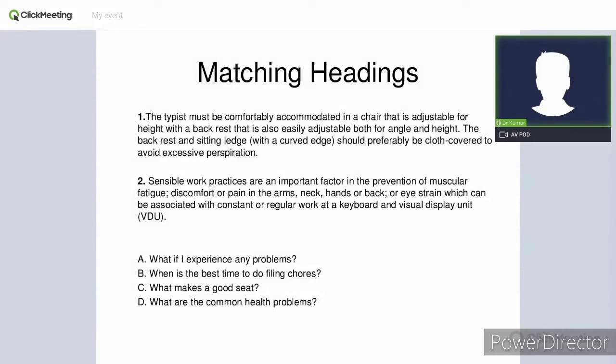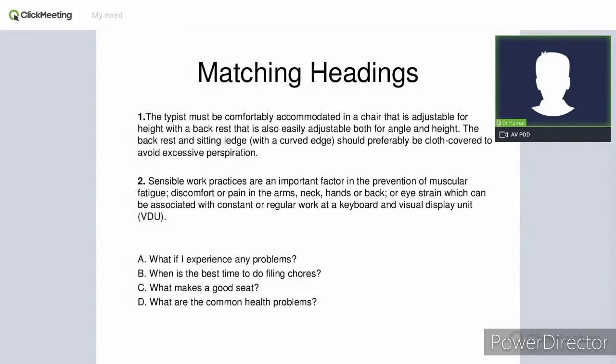A, B, C, and D. So A asks, what if I experience any problems? Problems are there. There are medical problems, but it does not show that someone personally experienced any problem. It shows a generalized problem. So okay, let's skip to the next one.